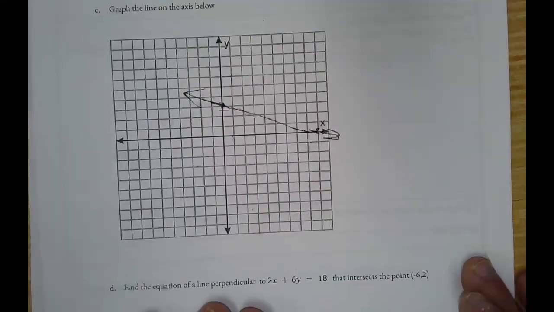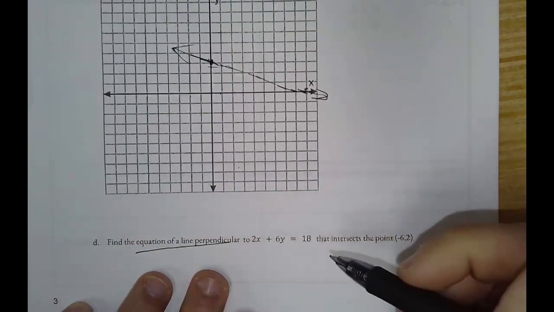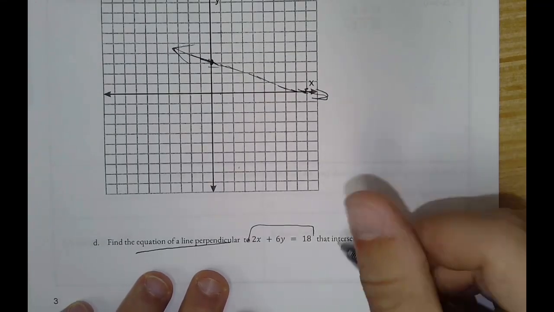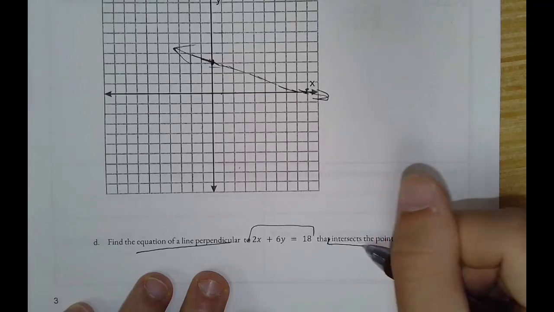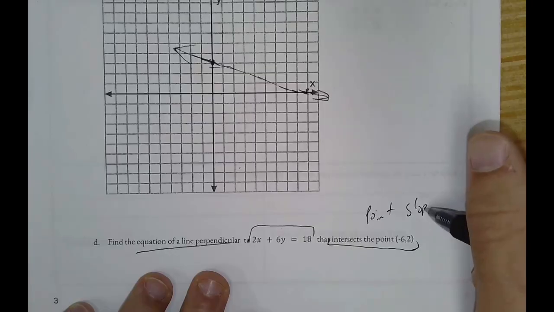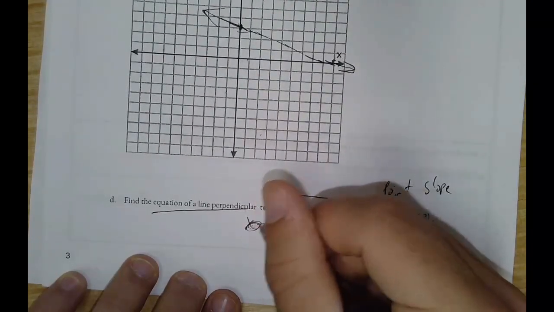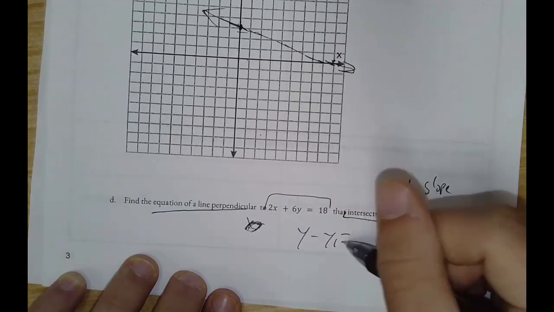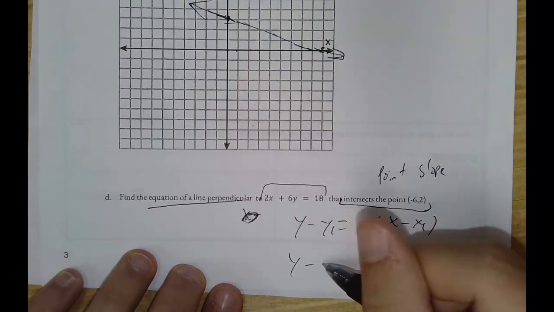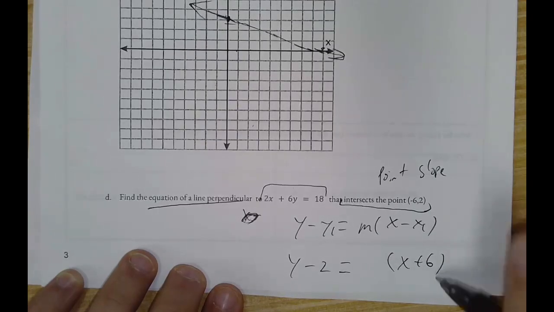We are now looking for the equation of a perpendicular line to this standard form that intersects -6, 2. Whenever you see a line that's going to intersect a certain point, point slope is very helpful for that. Point slope form is y minus y1 equals m times x minus x1. So we can say y minus 2 equals some m, and then x plus 6. So all I'm missing is my m, or my slope.